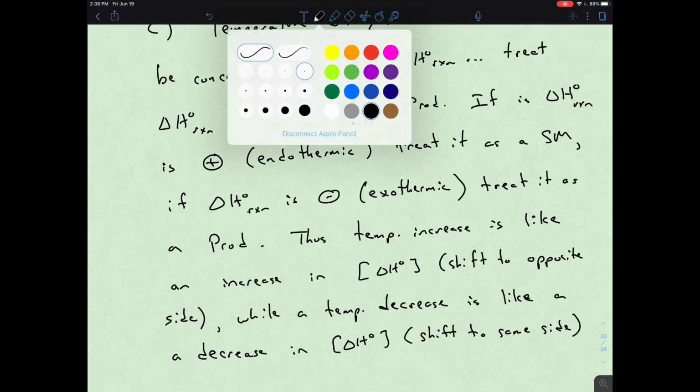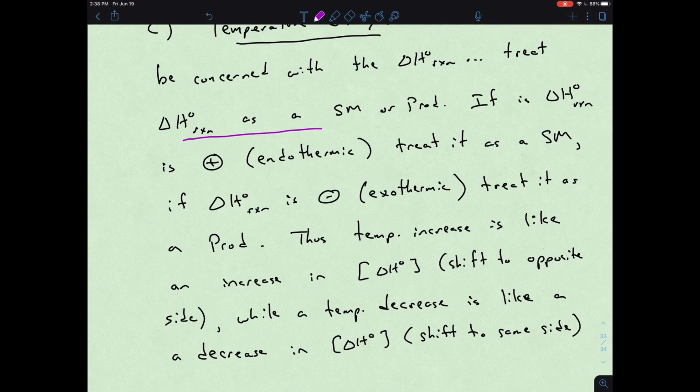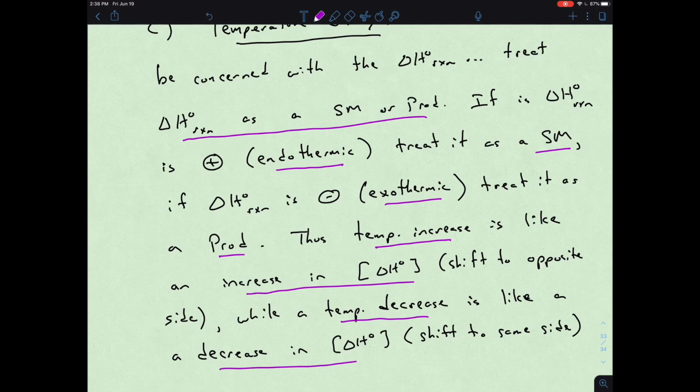So that's how I like to treat delta H, is treat it as a starting material or product, right? If we're talking about something that's endothermic, we treat it like a starting material. If it's exothermic, we treat it like a product, right? And so then we have these ideas of temperature increase is an increase in concentration, while a temperature decrease would then be a decrease in concentration of that idea of delta H. And then we have the shifts that correspond to those processes.